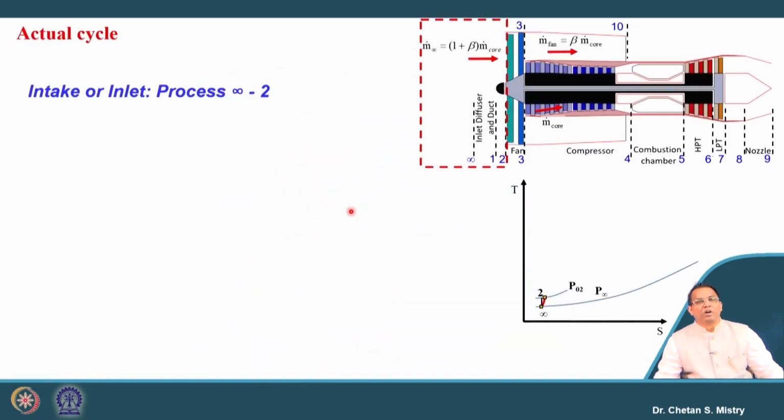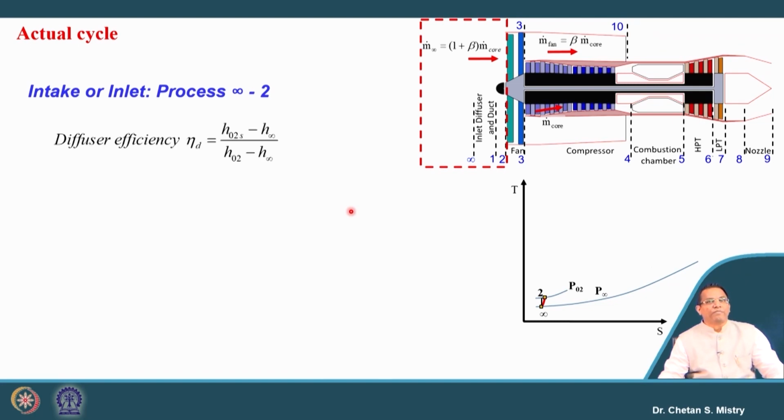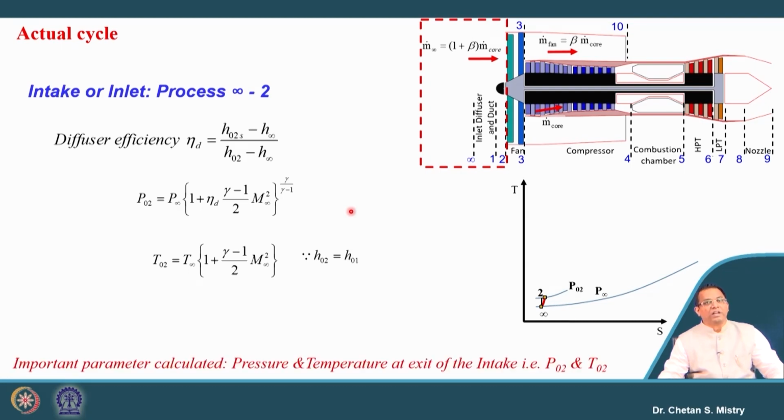So, now let us try to understand the actual cycle analysis for this. The very first process we are configuring is my inlet process, or intake process. For that we have information about our diffuser efficiency. From this diffuser efficiency formulation, we can calculate what will be our exit pressure and exit temperature from the intake. This information is required for the calculation, as it is our inlet condition for the fan.